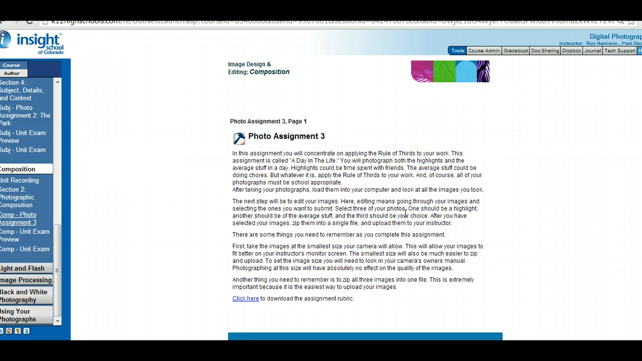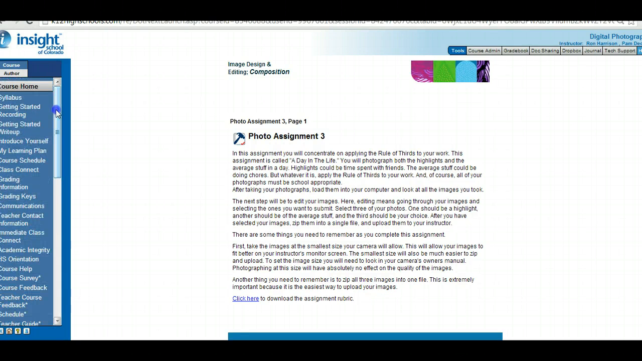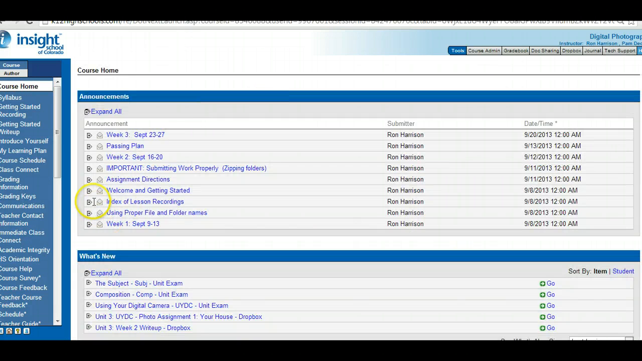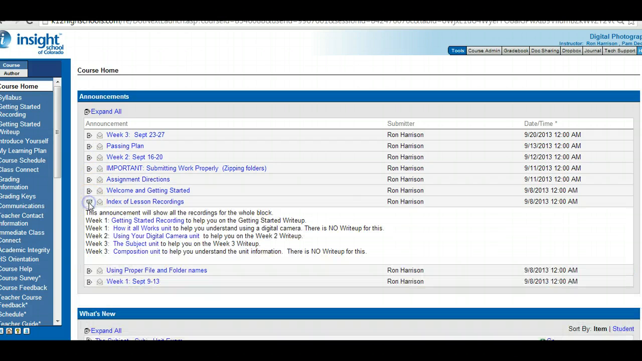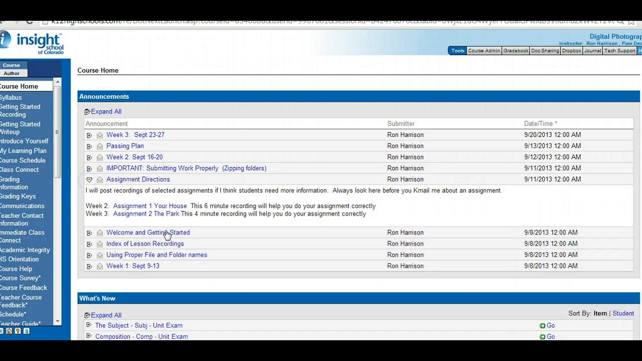So that's all I have for you for this one. But remember, all the work for this week, you have 2 units this week. You have the subject unit and you have the composition unit. And just as a reminder, the lesson recordings, as always, are right in here. But then the assignment directions, so I have the park, which is the other unit for this week, which is the subject unit, but then I'm also going to post this right here. So there are the assignment directions.